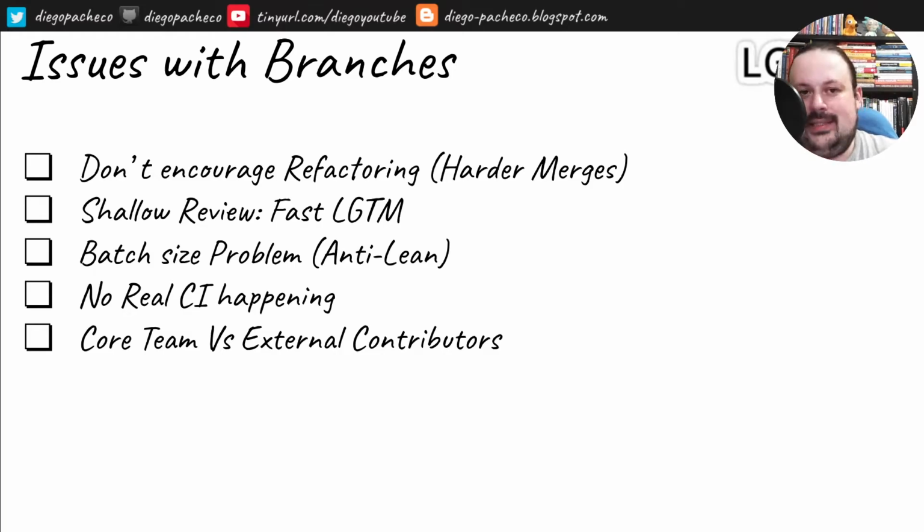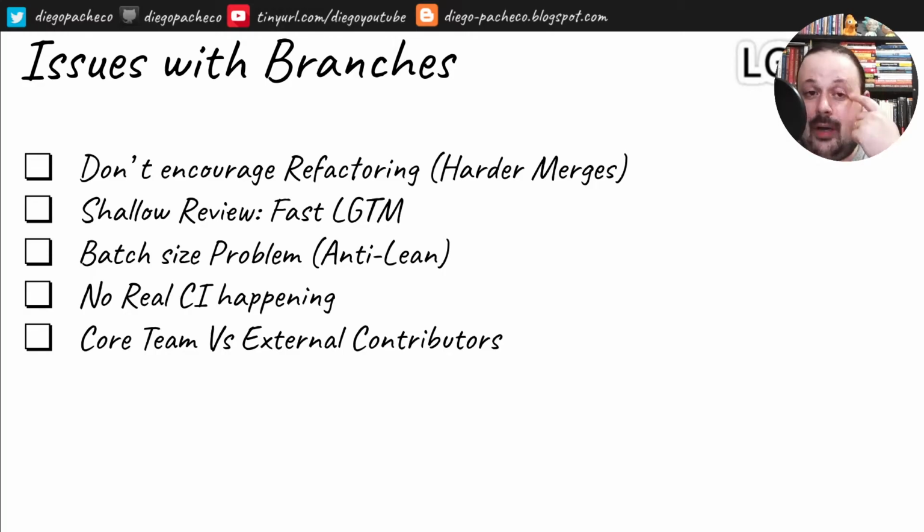Batch size is also a problem here. We have something that's anti-lean. Easily your feature branch can be 2 sprints, 3 sprints, can be a quarter or even more, all right? And the problem is nothing is being integrated, all right? So you're creating a huge batch size, and that's anti-lean. You also don't have CI and real CI happening, all right? Because everybody's working on their feature branches.